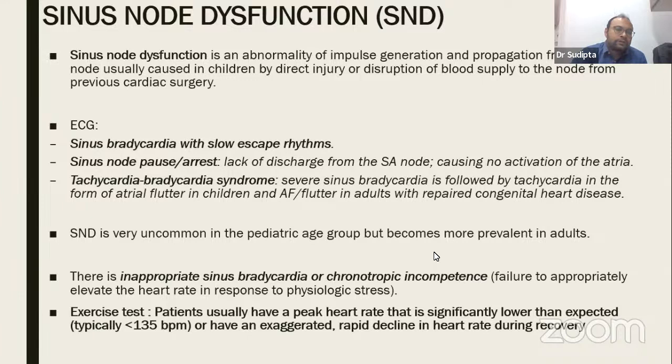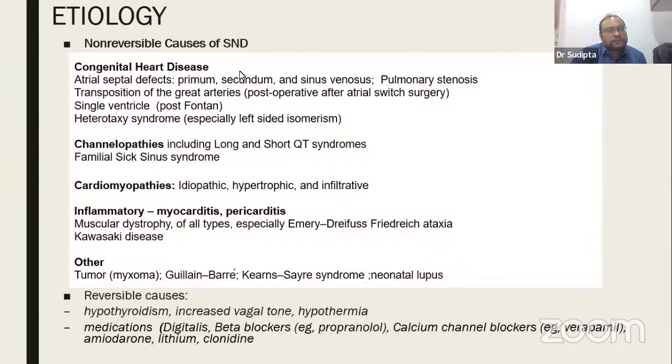The etiology consists of non-reversible and reversible causes. Non-reversible causes mainly involve surgical and congenital heart disease. It might be due to the heart disease itself, such as in heterotaxy syndrome, or post-operative, such as after atrial switch surgery or Fontan surgery for TGA or single ventricle physiology, or surgery for AV canal defects. Other causes are channelopathies, cardiomyopathies, myocarditis, inflammatory causes, tumor, and autoimmune causes.